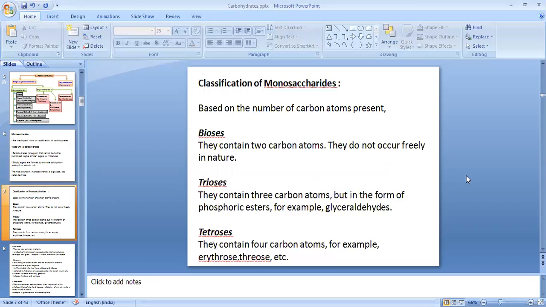The classification of monosaccharides, as I already told you, is based on the number of carbon atoms present. Bioses contain only 2 carbon atoms, and they do not occur freely in nature. The next one is trioses, which contain 3 carbon atoms. They are present in the form of phosphoric esters, that is glyceraldehyde. The next class is tetroses, which contain 4 carbon atoms in the molecule. Examples are erythrose and threose. Erythrose is present in hemoglobin.